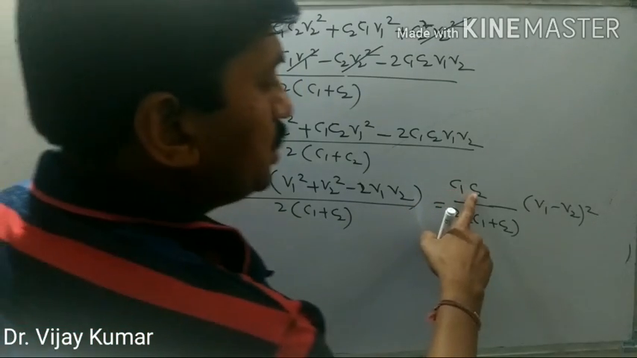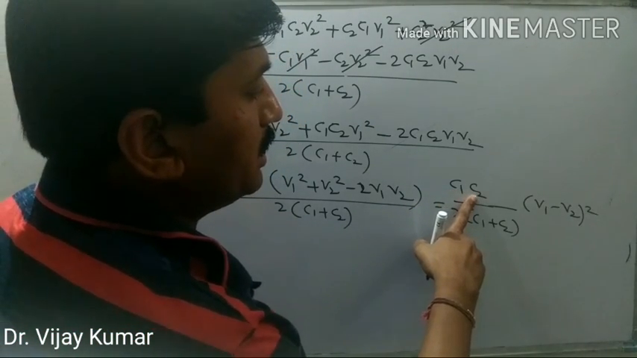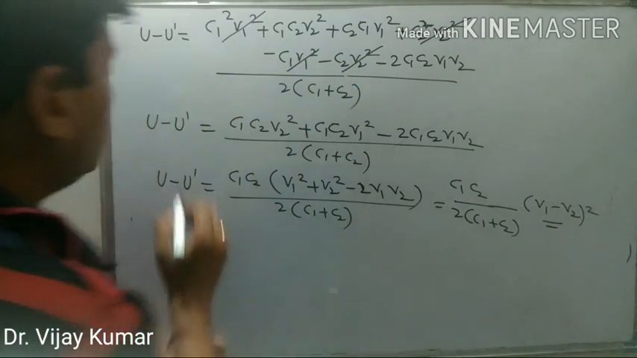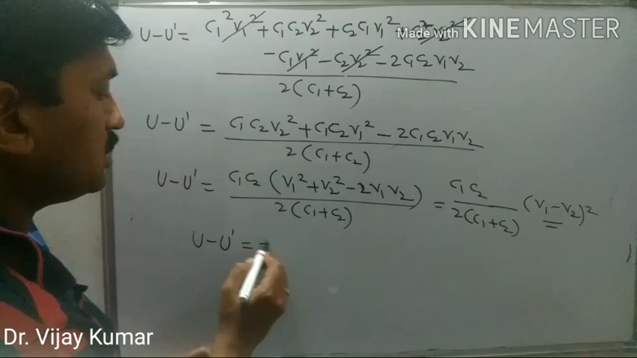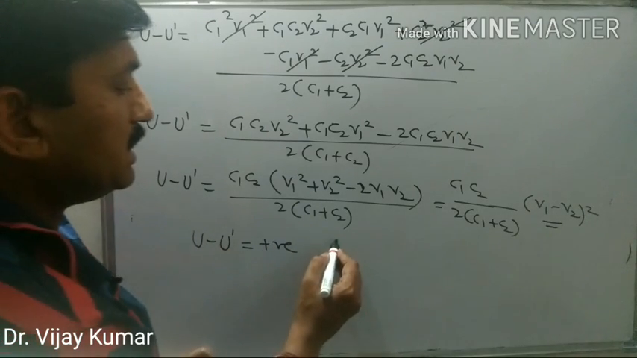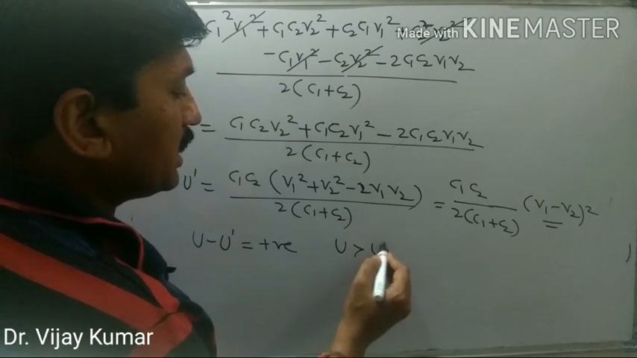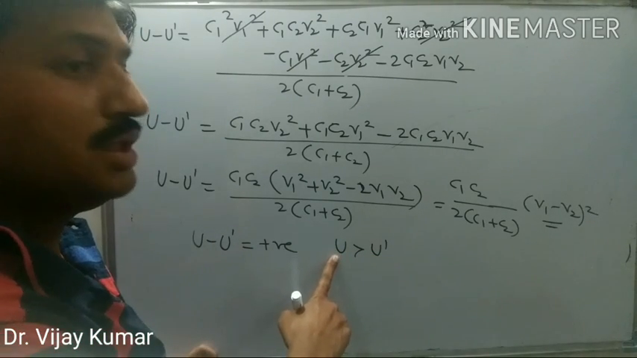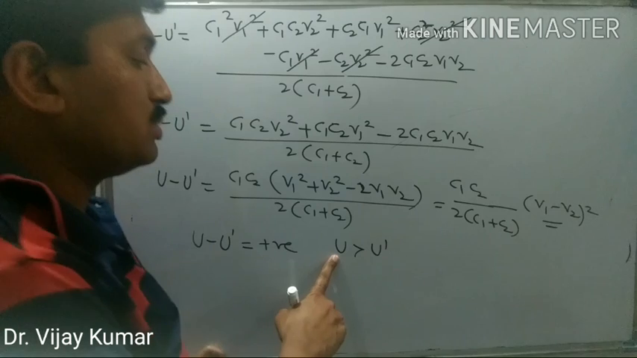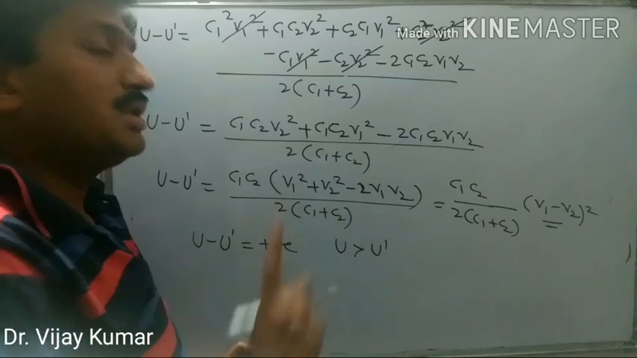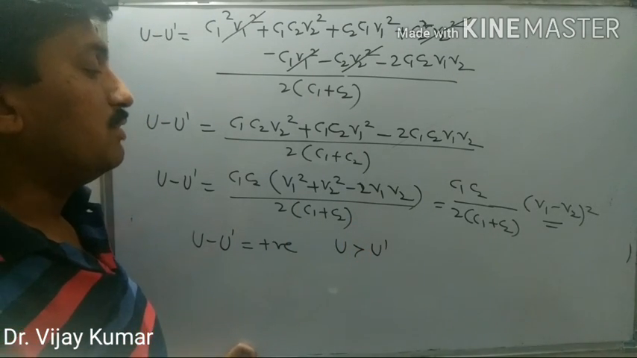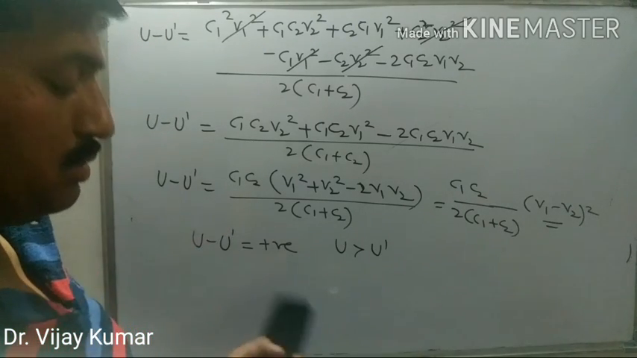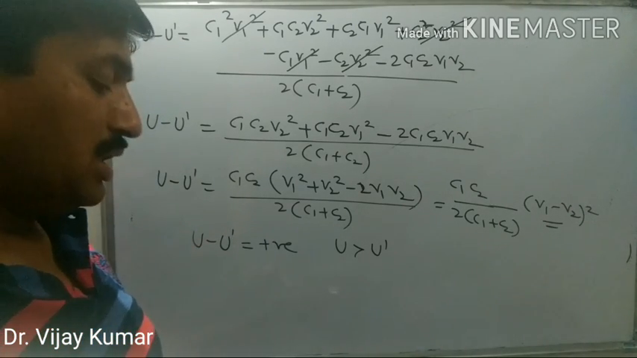As we know, C1 and C2 are always positive capacitances of the conductors, and V1 minus V2 whole square is also always positive. It means U minus U dash is always positive, or we can say that U is always greater than U dash. If U is always greater than U dash, it means the potential energy before redistribution of charges is greater than after redistribution of charges, or we can say that when we join both the conductors with a wire, there is an energy loss.